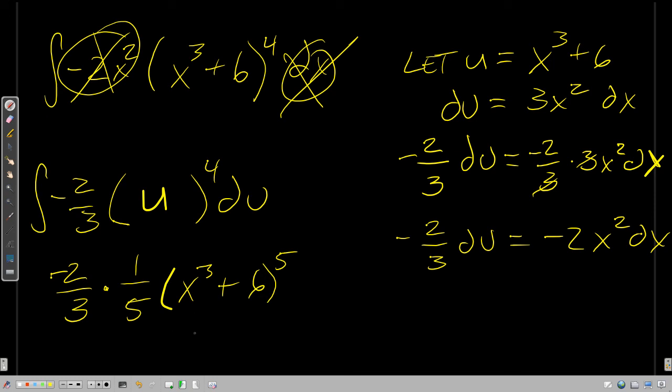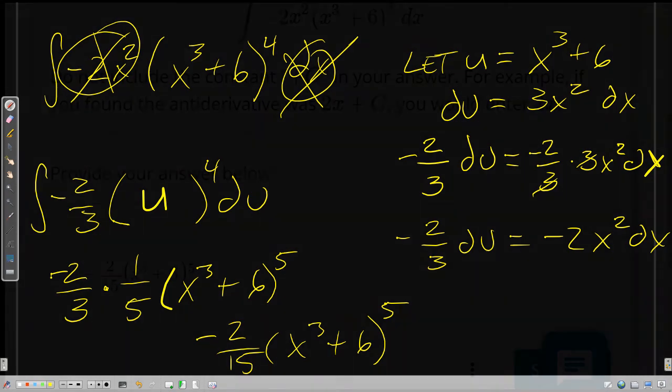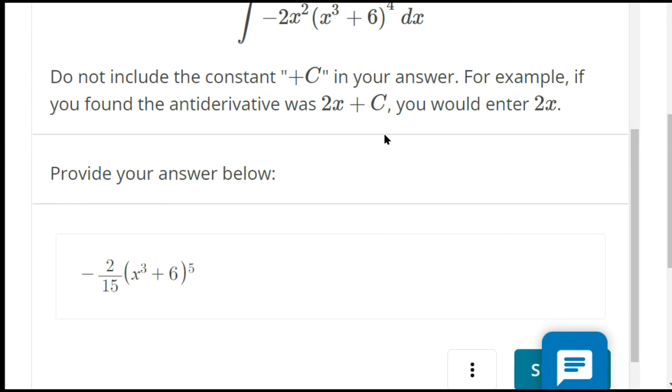Alright, clean up that constant, you'll have minus 2 over 15 times the quantity x cubed plus 6 to the 5th power, plus a constant. But we don't write it in our homework. And there we are.